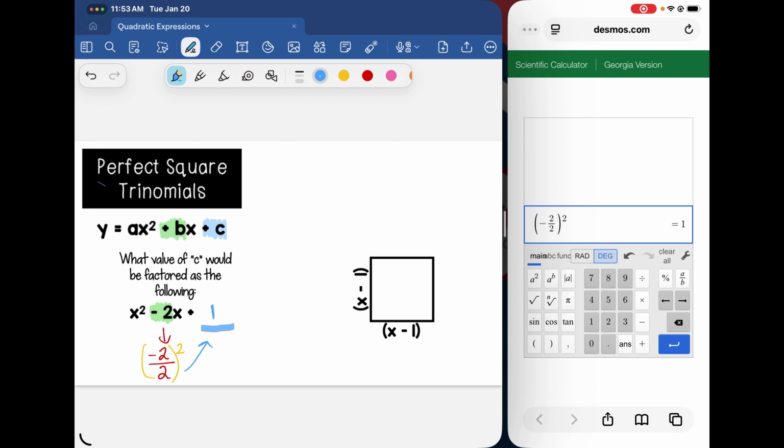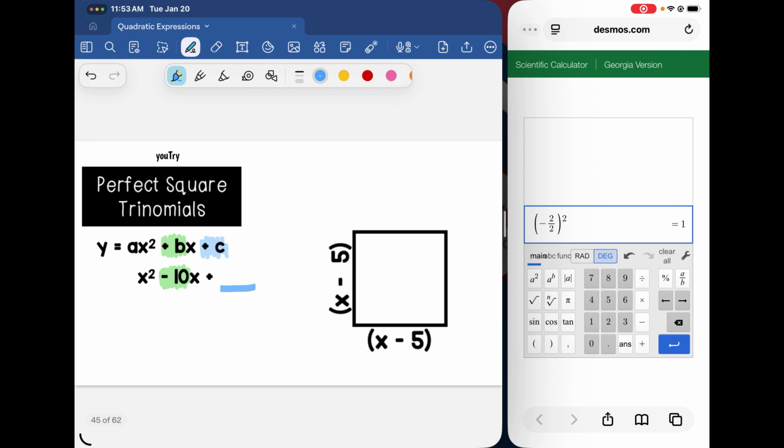Let's try another one. All right, I have x squared minus 10x plus blank, and then I need to find the value of c that is going to give me a perfect square trinomial. How do we do that? I take my b term, which is -10, and I divide it by 2. And then I square it.